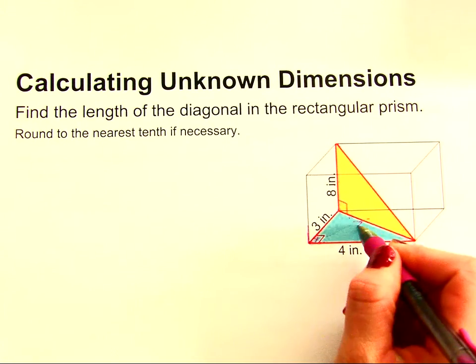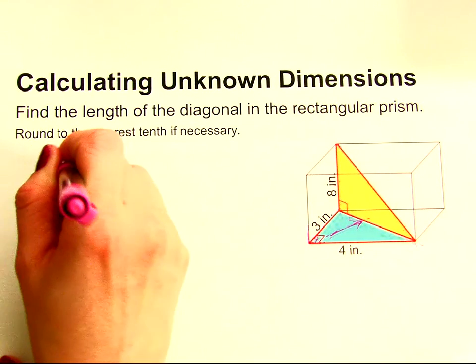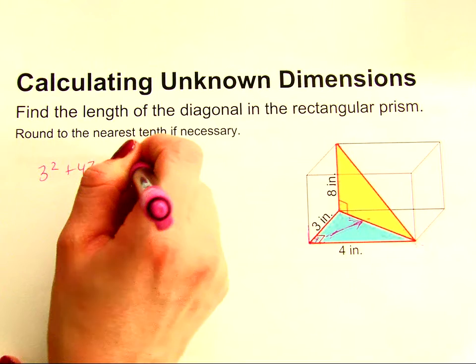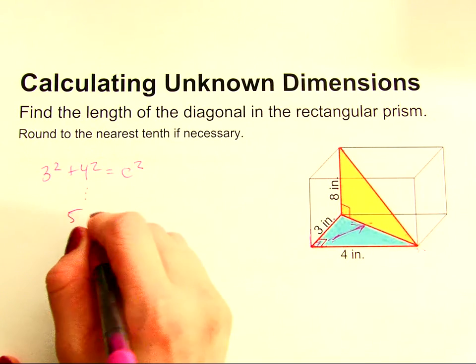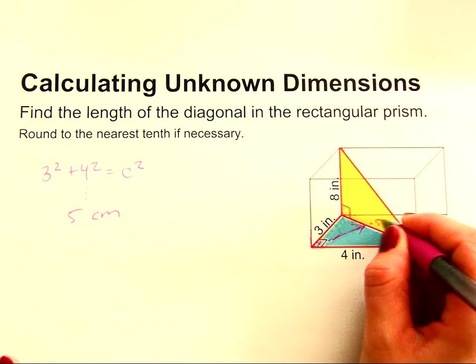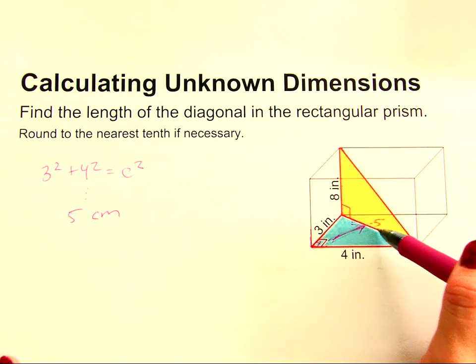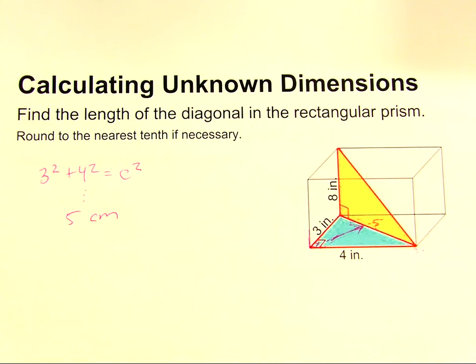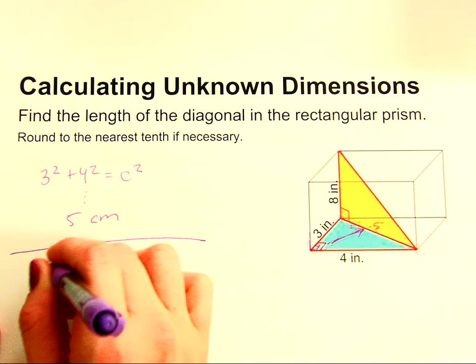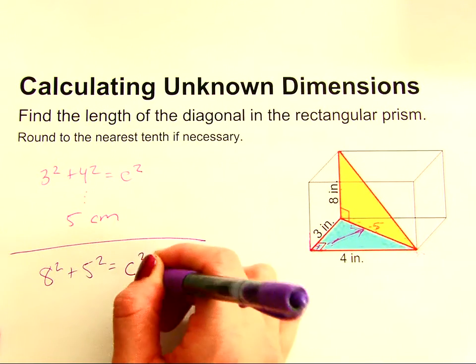So this is my hypotenuse here on the other side. So 3 squared plus 4 squared equals c squared. Solve that out, we're going to figure out that c is 5 centimeters. But that was c, this is the hypotenuse for the blue triangle, but it's actually a leg length of the yellow triangle. So then I'm going to have 8 squared plus 5 squared is equal to kind of like my c2 squared, my second c.